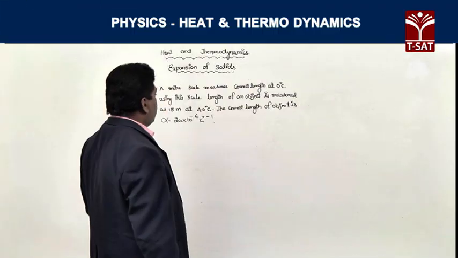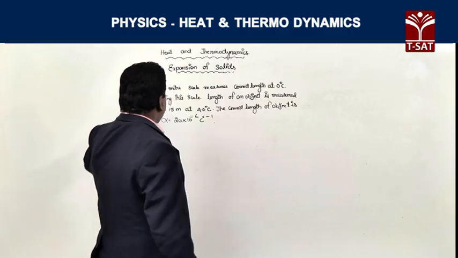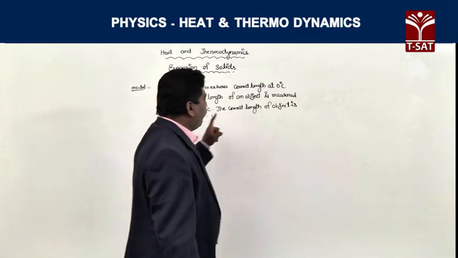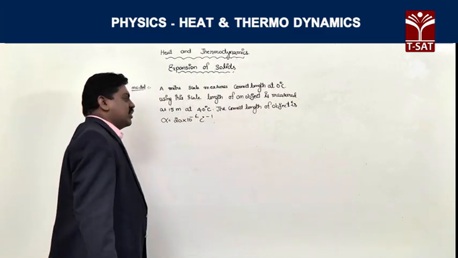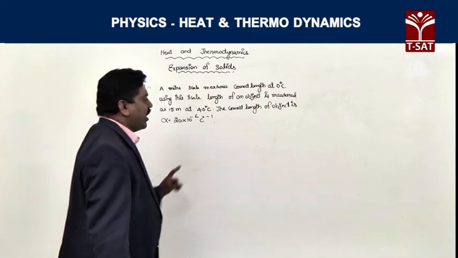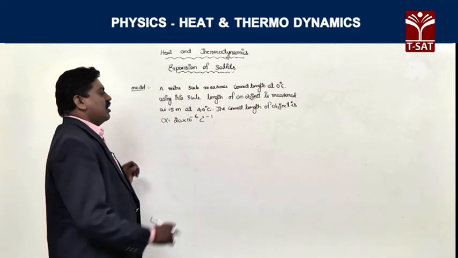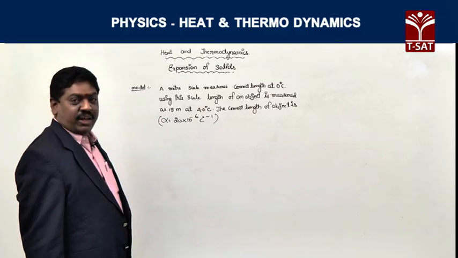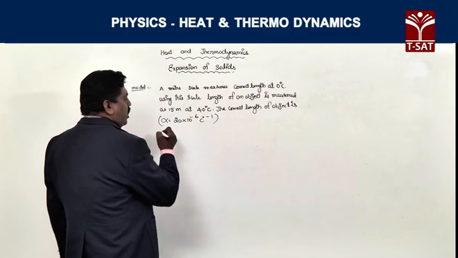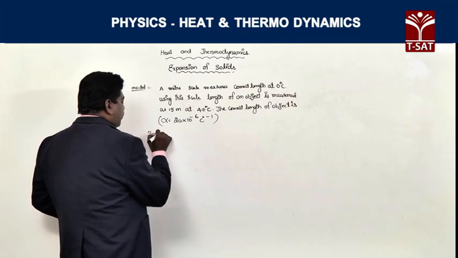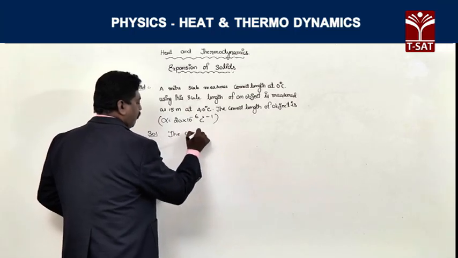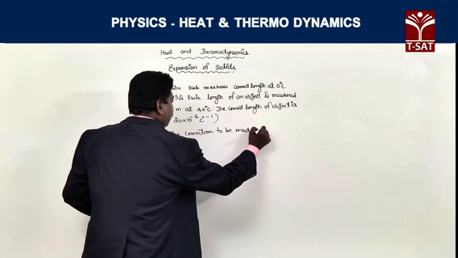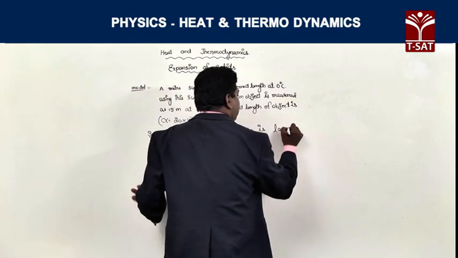Now let us take a model based on the previous formula. A meter scale measures correct length at 0 degrees Celsius. Using this scale, the length of an object is measured as 15 meters at 40 degrees Celsius. The correct length of the object is, and we are given alpha equals 20 into 10 to the power of minus 6 per degree Celsius. Now, the correction to be made is L alpha delta T.